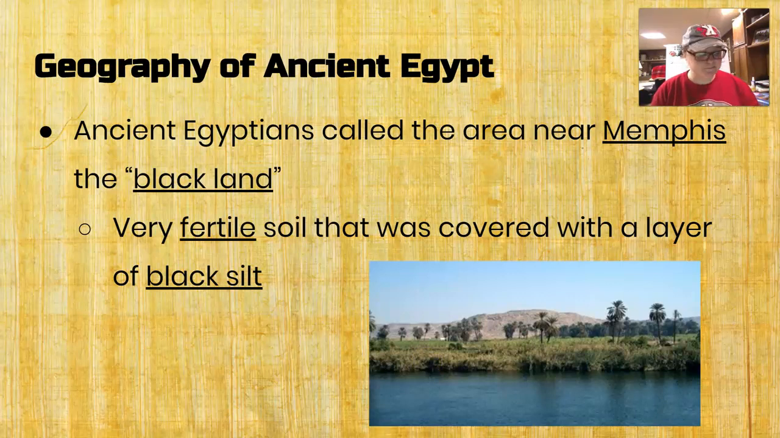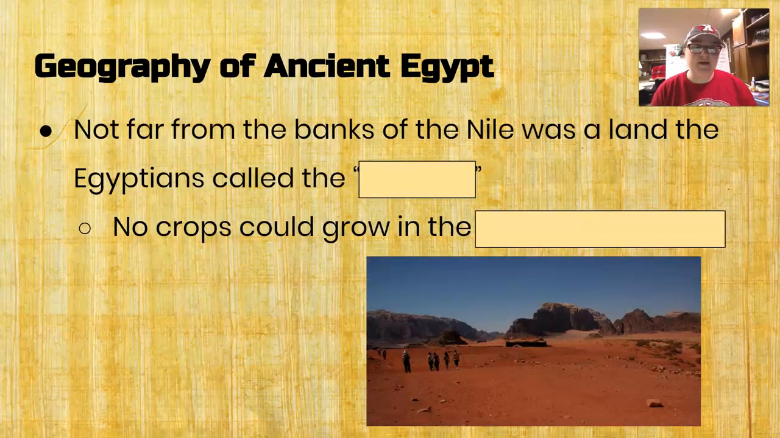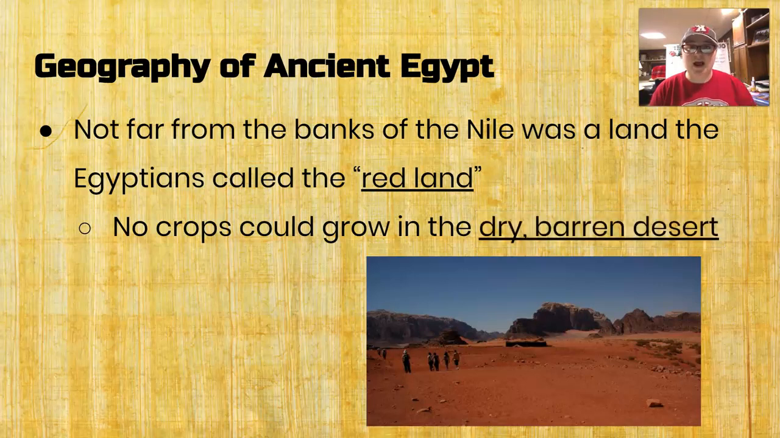that's growing in this black land. Now, opposite of that, not very far from the banks of the Nile, was the land that the Egyptians called the Red Land. And it was called the Red Land because it was very dry. It was a very, very dry, barren desert. Barren means that nothing's growing there. So no crops could grow, and it was just sand and dry.